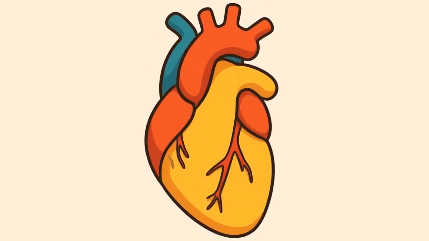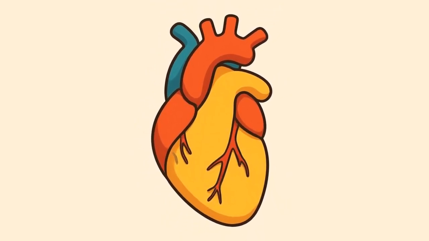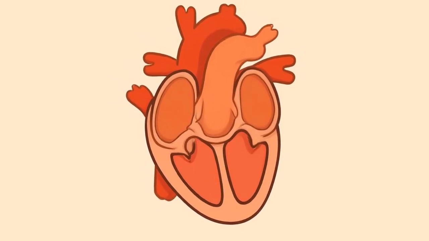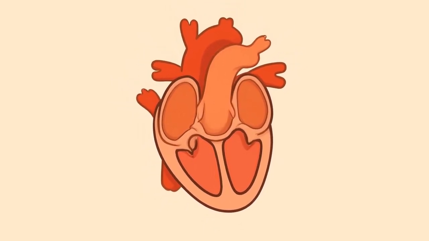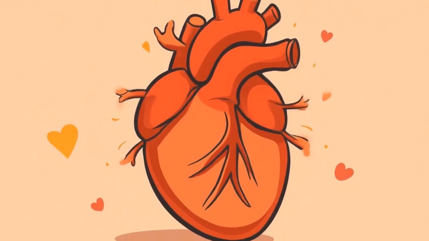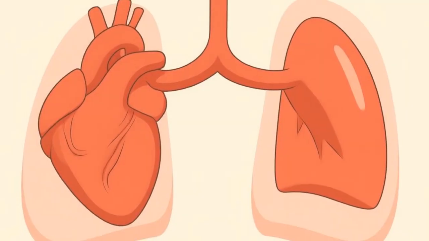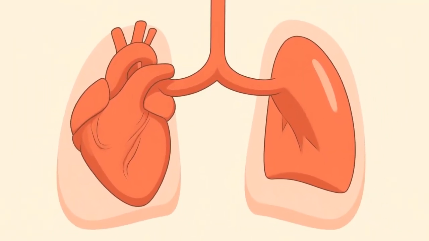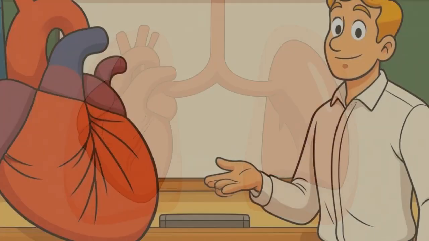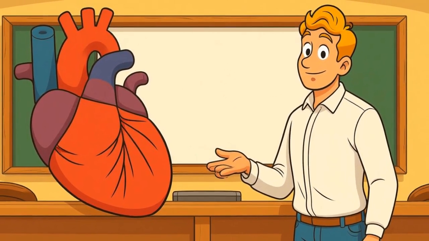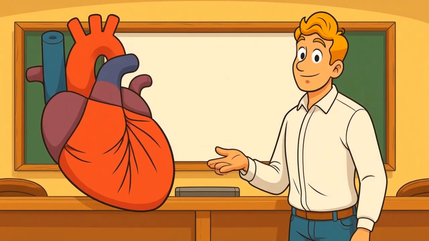First, we need to understand the basic anatomy of the heart. The heart is composed of four chambers: two atria on the top and two ventricles on the bottom. Blood flows into the atria, passes into the ventricles, and is then pumped out to the lungs or the rest of the body. Recognizing the flow and the functions of each chamber is pivotal in understanding heart dynamics.